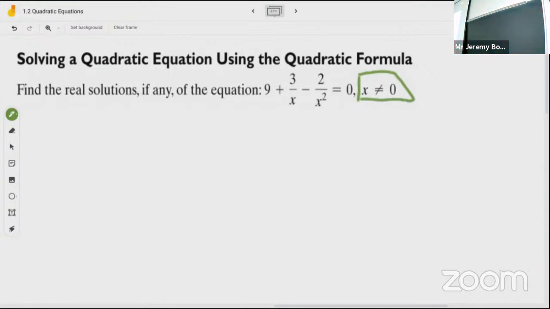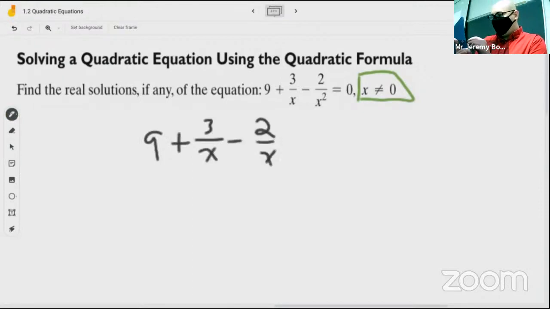Yeah. I mean, we should have found it, right? There's an x in the denominator, so we know the domain of that variable cannot contain 0. So this is not in the form that I want it to be in, right? It's not an ax squared plus bx plus c form right now. Can I get it there? What do you think?